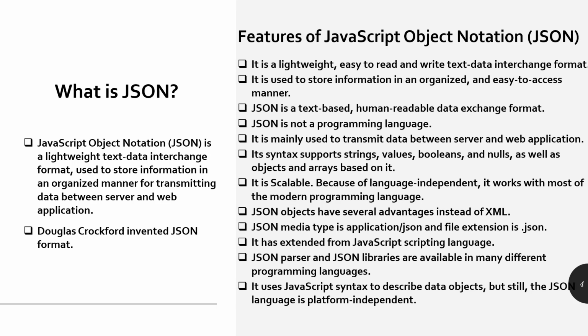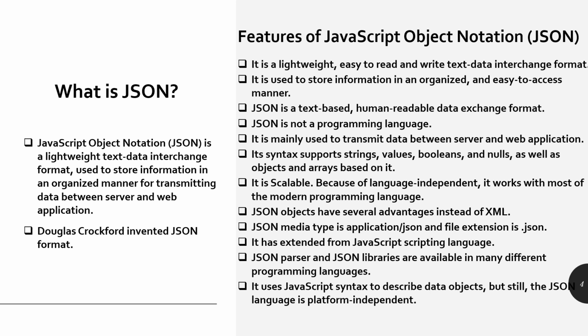Before we discuss JSON, let me say what JSON is. JSON is nothing but a text data interchange format. It's used to store information in an organized manner for transmitting data between server and web application. The main features of JSON are that it is a lightweight, easy to read and write text data interchange format. It is mainly used to store information in an organized and easy to access manner.